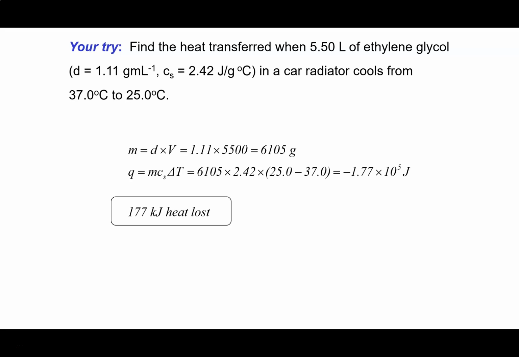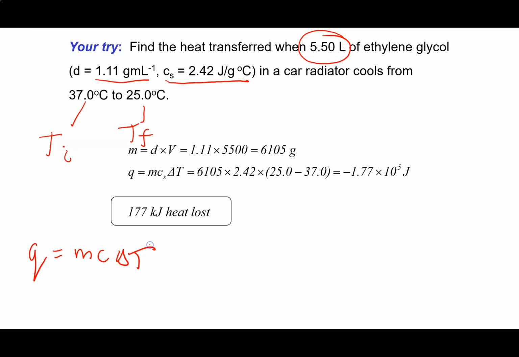This one's going to be a little bit more complicated because we're going to have to do an additional conversion. It says find the heat transferred when 5.5 liters of ethylene glycol, and then it gives the density and the specific heat, in a car radiator cools from 37 degrees Celsius to 25 degrees Celsius. So that's my initial and that's my final. So what do I know? I know that Q equals m C_s delta T, right? So I need my mass. I'm not given my mass, but what I am given is my volume and my density.